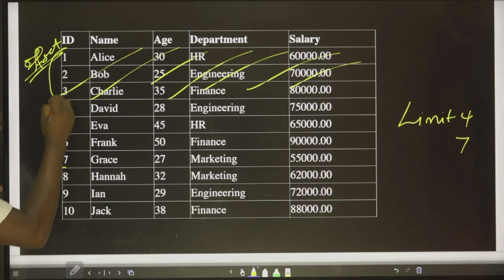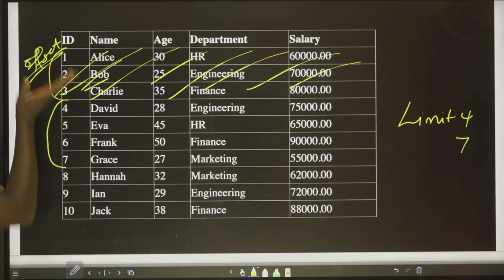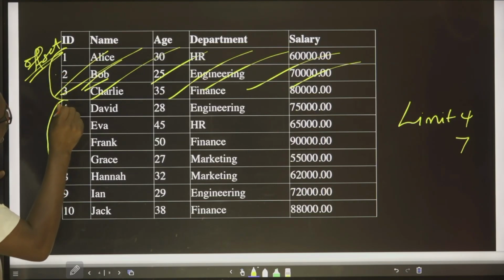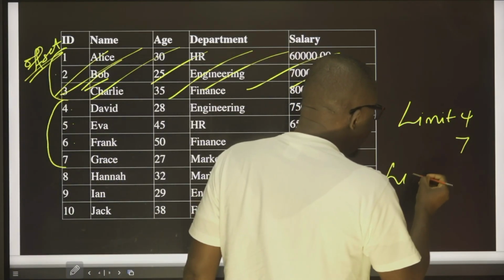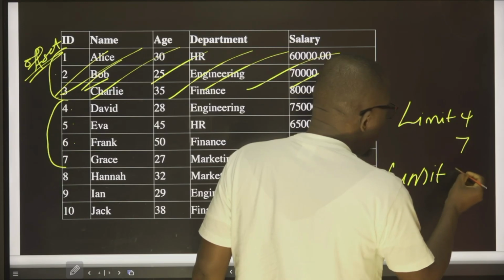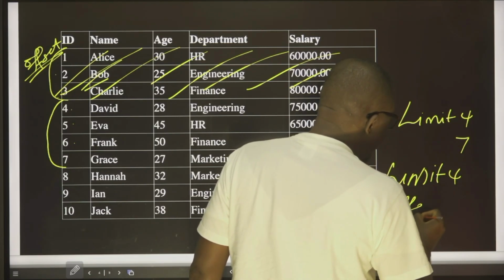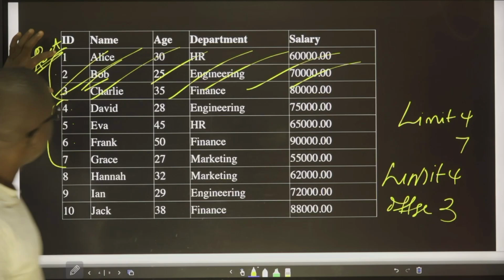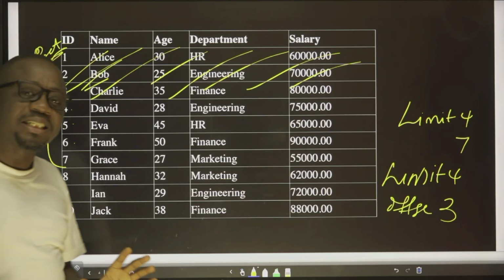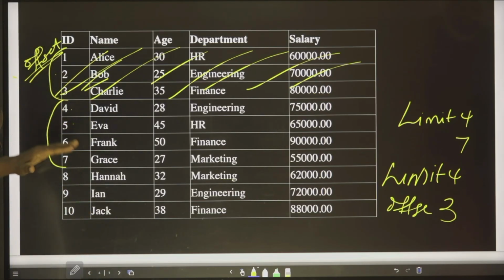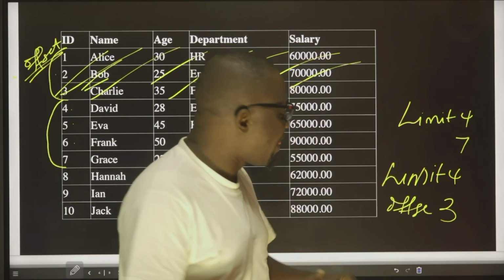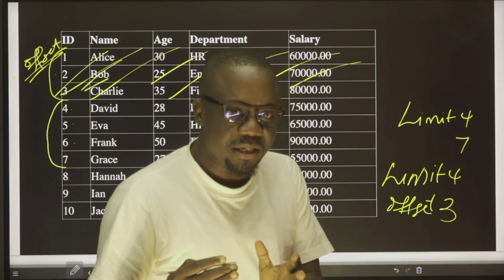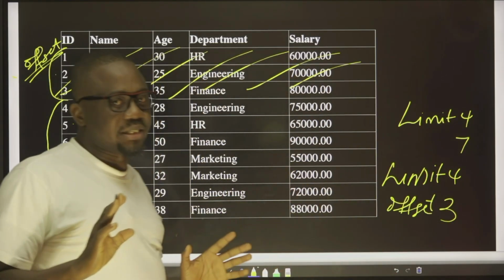How many now? Once this one is out, this will shift up. That is, the 4th one will be here, 5th one will be here, 6th one will be here, and so on and so forth. 1, 2, 3, 4. That is, I have to do limit 4 offset 3. Remember, the offset will remove the first 3. The limit will give us this without including these. Limit 4 offset 3. Remember, you write limit before offset.